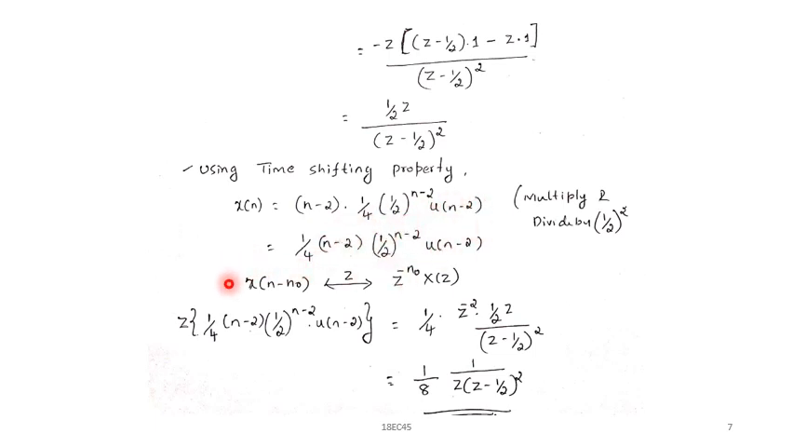The time shifting property of the z transform is given as follows: the shifted version of x of n, that is x of n minus n naught, has z transform z to the power minus n naught into x of z.